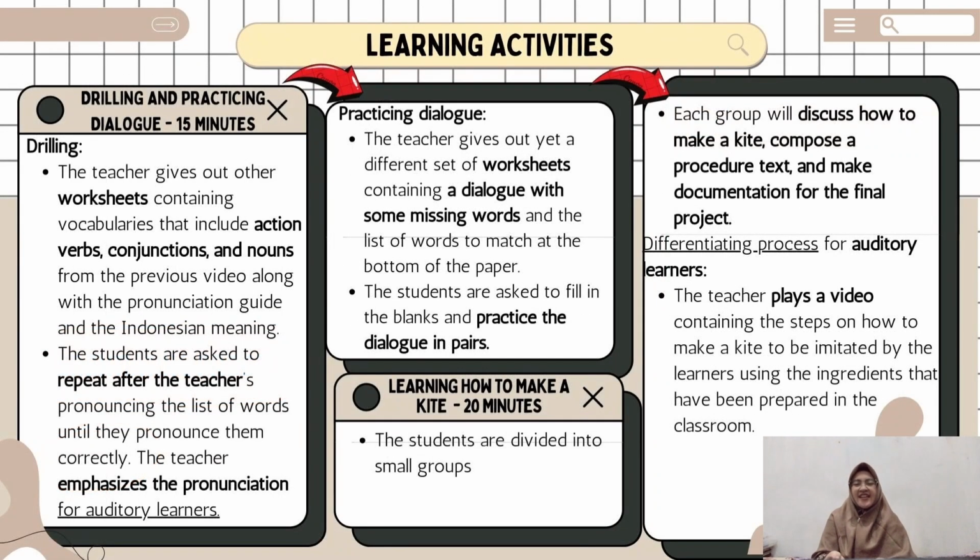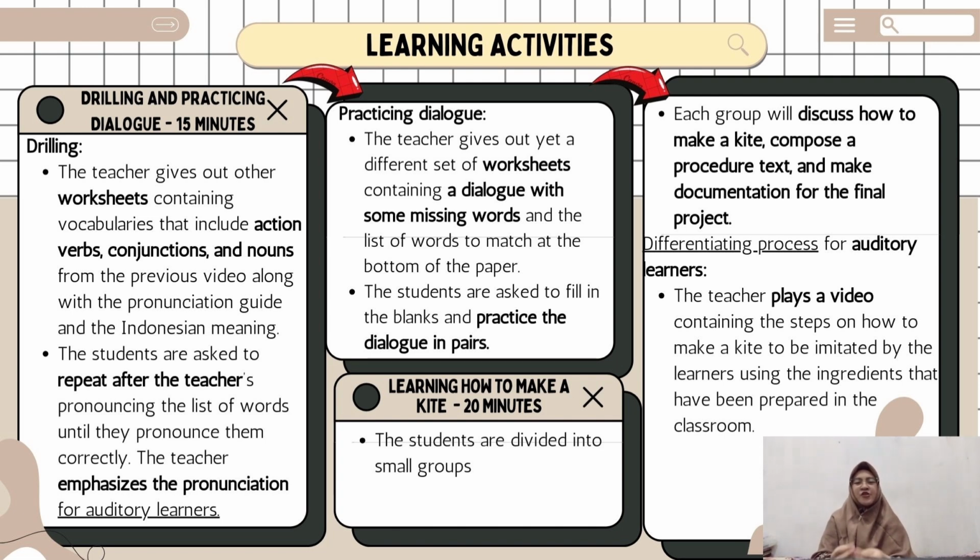The next activity is drilling and practicing dialogue. For the drilling, the teacher will give out worksheets containing action verbs, conjunctions, and nouns. The students will repeat after the teacher and learn how to pronounce the vocabularies correctly. For practicing dialogue, other worksheets are involved. This time, the students will be asked to fill in the blank in the dialogue and practice the dialogue in pairs. Those activities will take about 15 minutes.